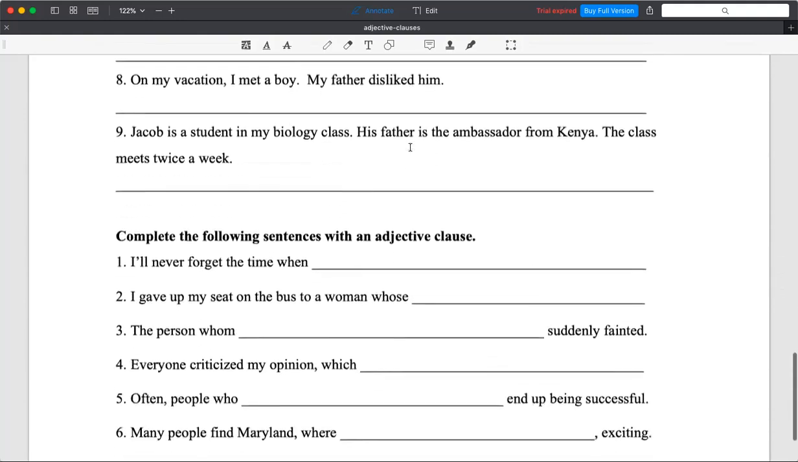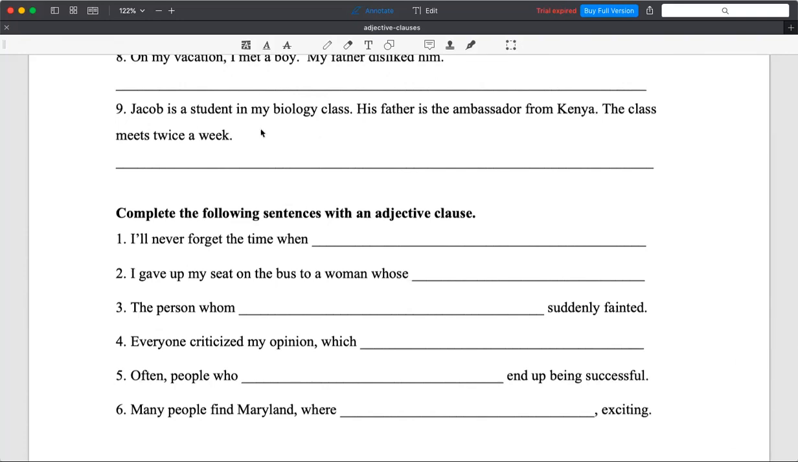Number 9, William. Jacob is a student in my biology class. His father is an ambassador from Kenya. The class meets twice a week. That's a complex one. Jacob is a student in my biology class. Whose father? Very good, William.